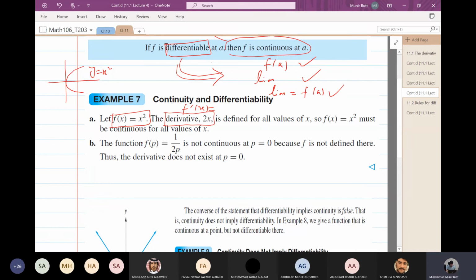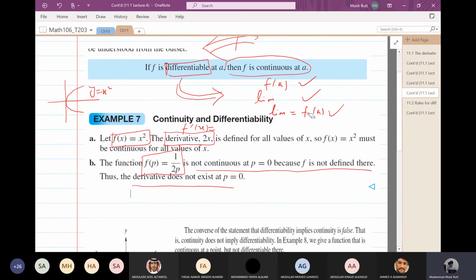Now we have another function. This is not continuous at this point because f is not defined at 0. You see, thus the derivative does not exist. So if the function is not continuous, there is no possibility that it will be differentiable. But if the function is differentiable, then it must be continuous. You got the point? When you look at this again and again, you will understand what I mean.